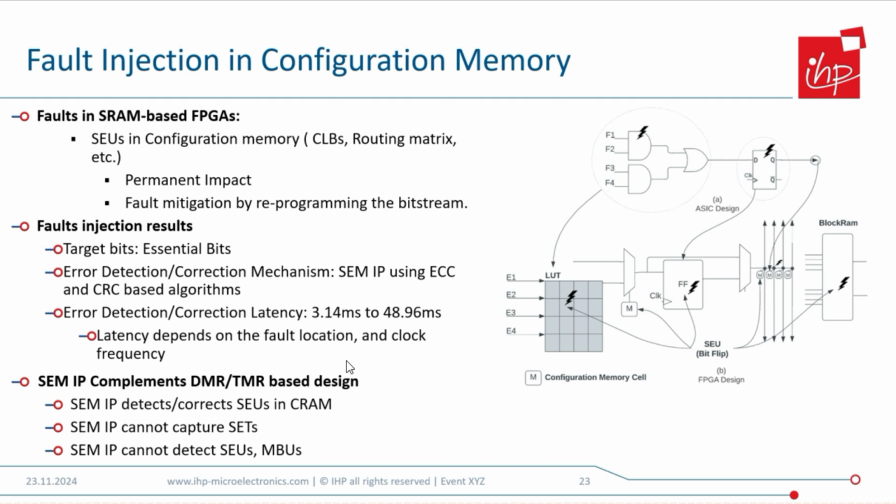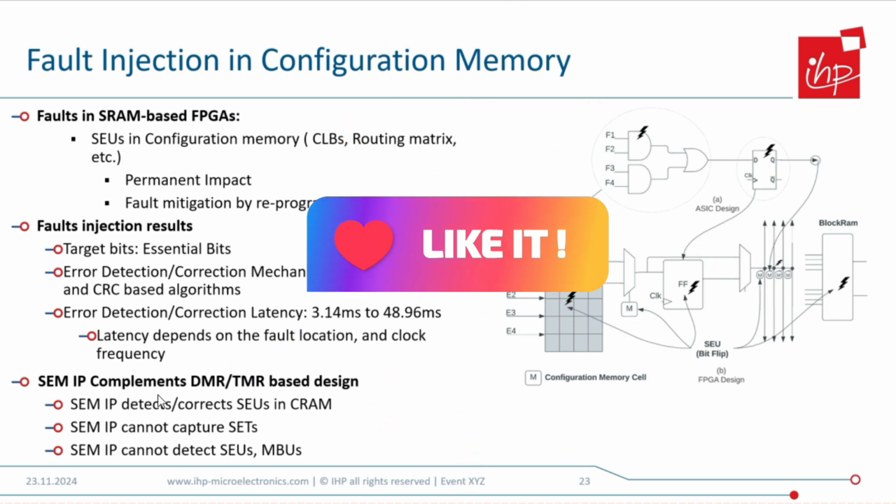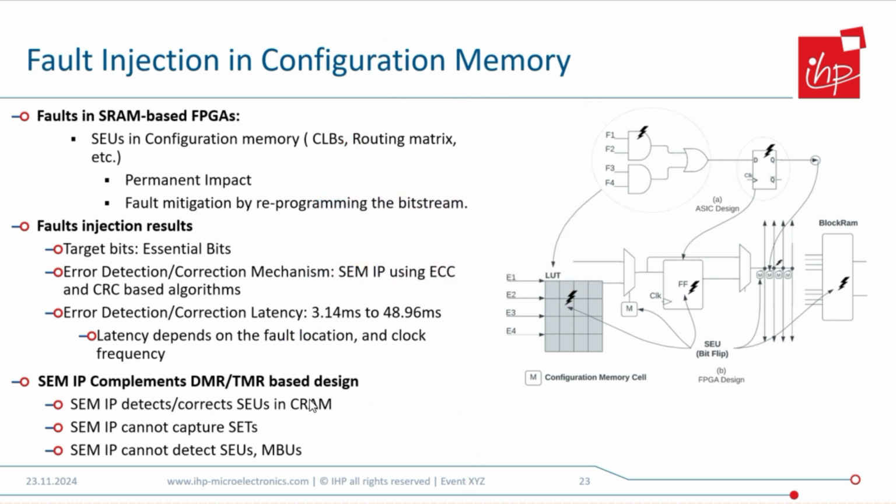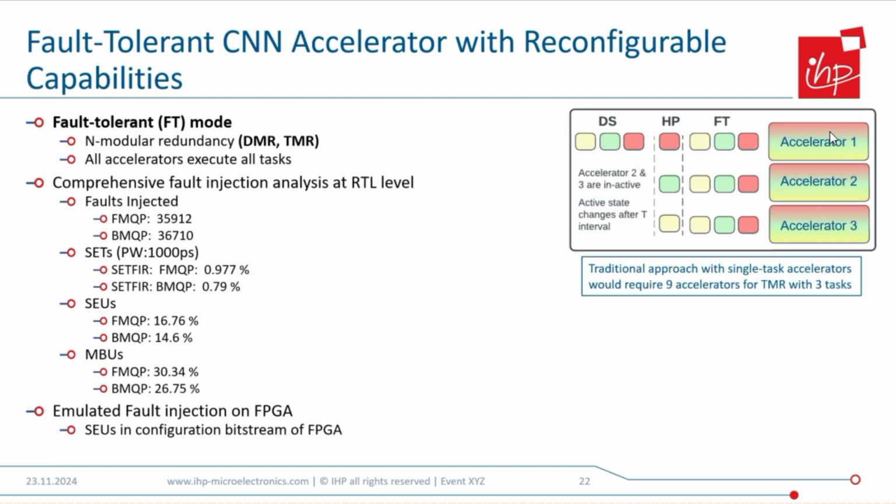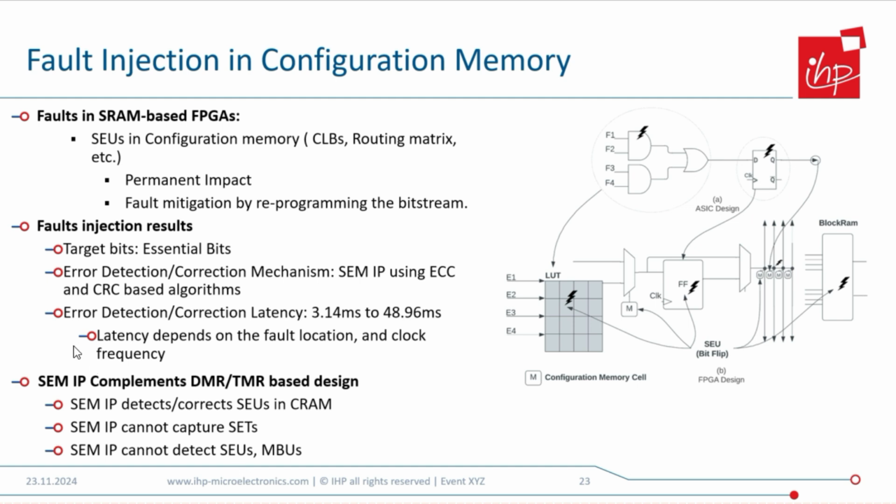It depends where the fault location is on the FPGA fabric and the clock frequency at which you're running your design. So based on these two factors, the correction and detection latency can be different. So this SEM IP core actually complements our DMR and TMR based design, which we discussed in the last slide. In short, you can use SEM IP core and it can complement your DMR and TMR based design, and it gives you comprehensive safety, right?